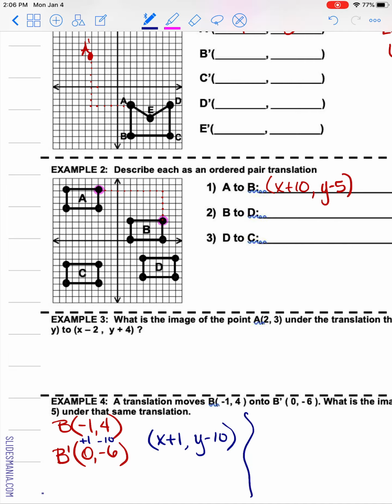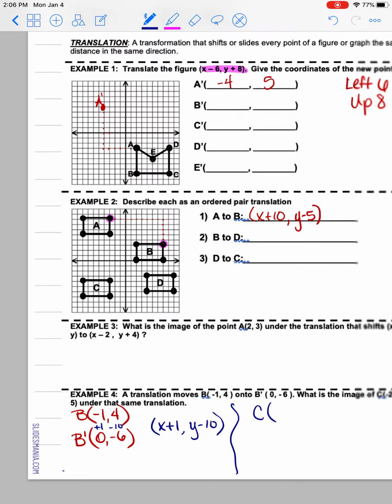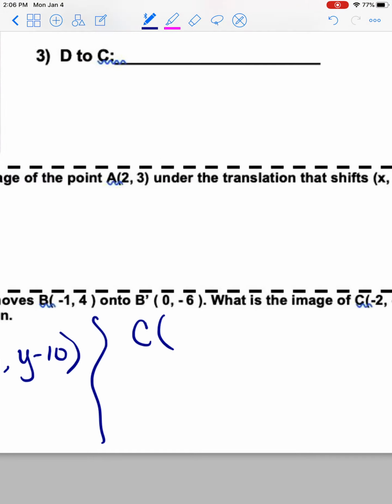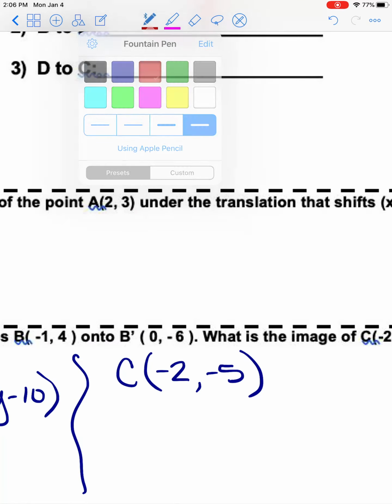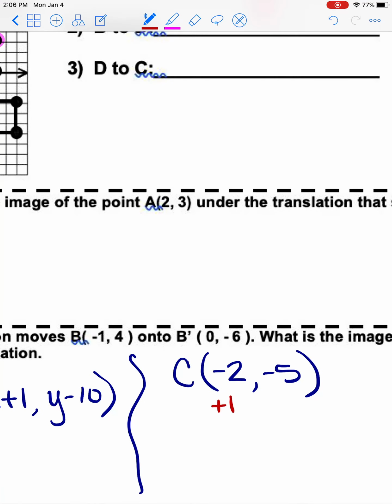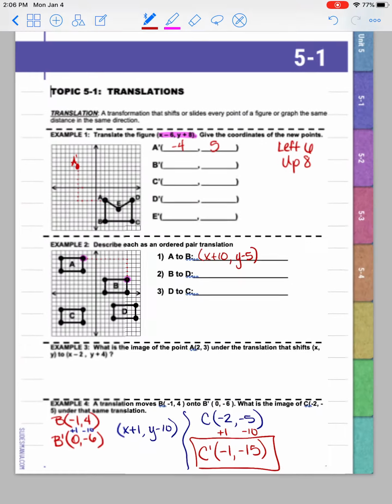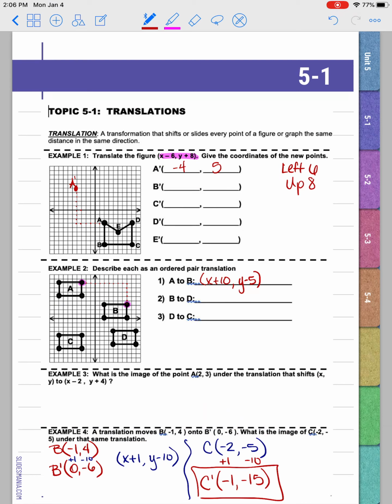So now we're going to do the same thing to C. And C is at negative 2, negative 5. If we do the same thing to it, add 1, minus 10, then we can see that for C prime, negative 2 plus 1 is negative 1. Negative 5 minus 10 is negative 15, and that's where C prime would end up using the same translation that we used for B. So what I want you to do now is finish this page for me, and then you can check your answers on that a little bit later.